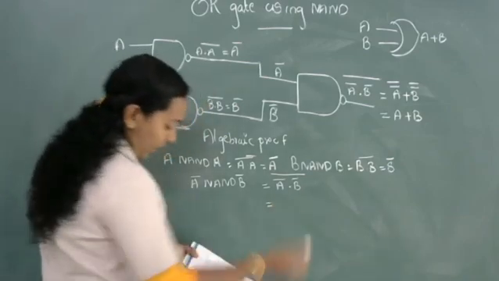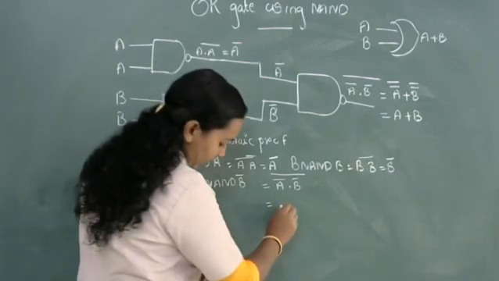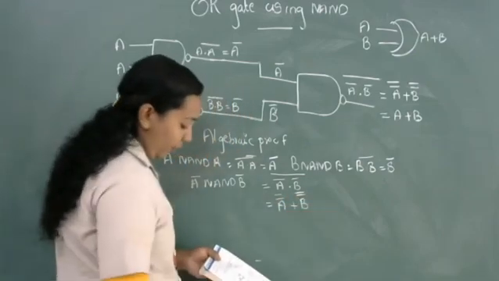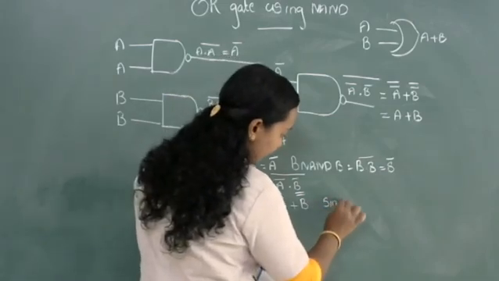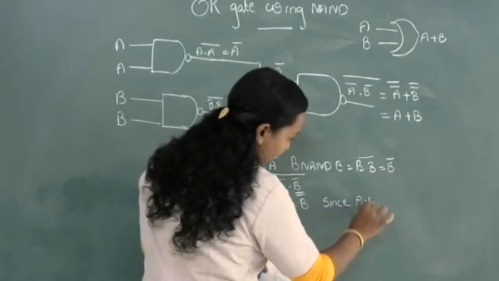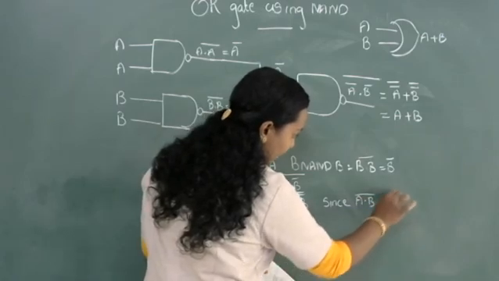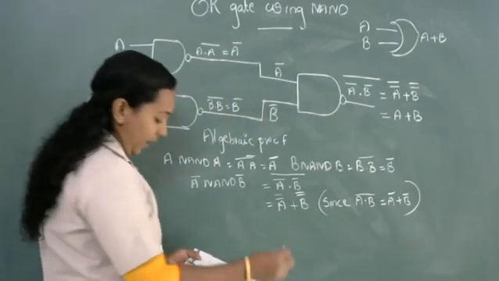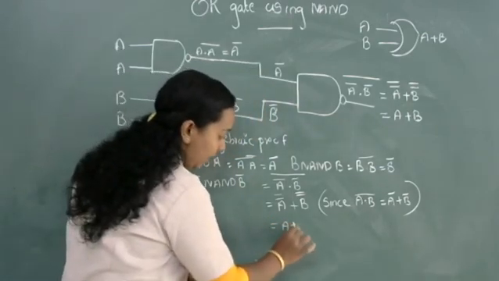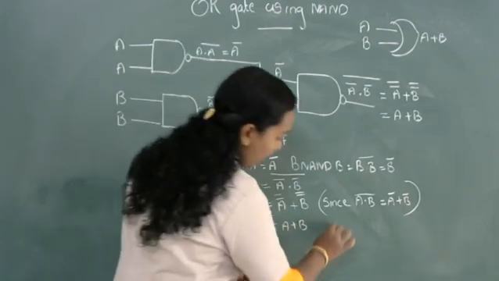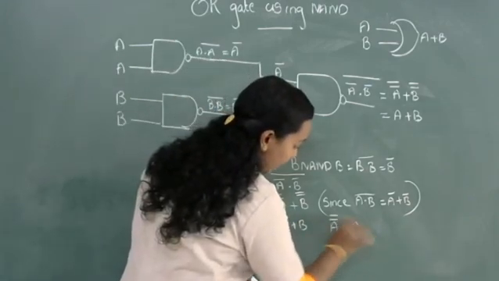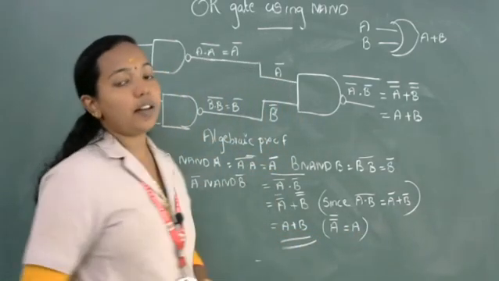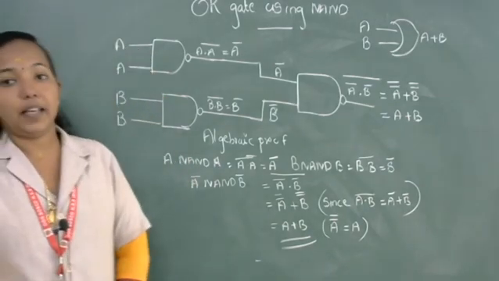Then according to De Morgan's law, we can write it like this: A double complement plus B double complement. How do we get the double complement? Since A dot B all complement is equal to A complement plus B complement according to De Morgan's theorem. Then we know A double complement is equal to A and B double complement is equal to B. So hence after 3 NAND gates we are getting A plus B.